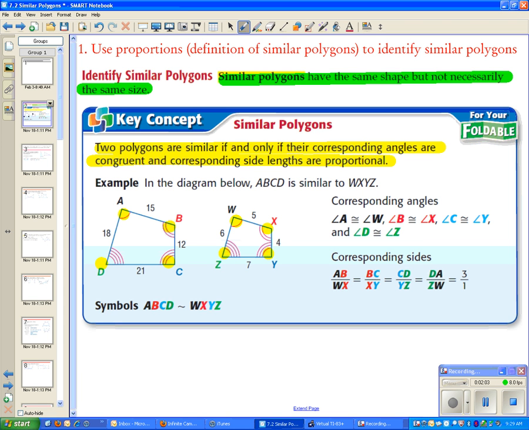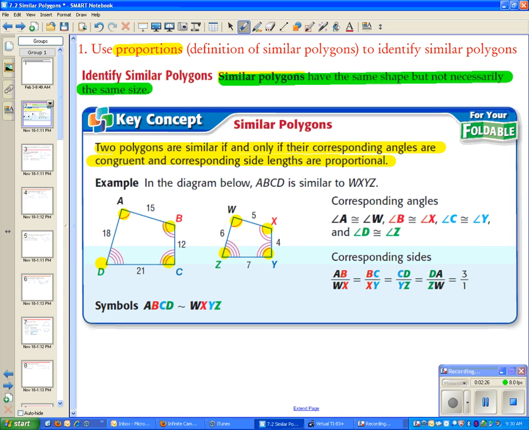And what does proportional mean? Equal ratios. So in other words, you make a ratio out of each pair of corresponding sides, and all of those ratios are equivalent to each other. Okay? So that's our definition, and that's how proportions come into this.